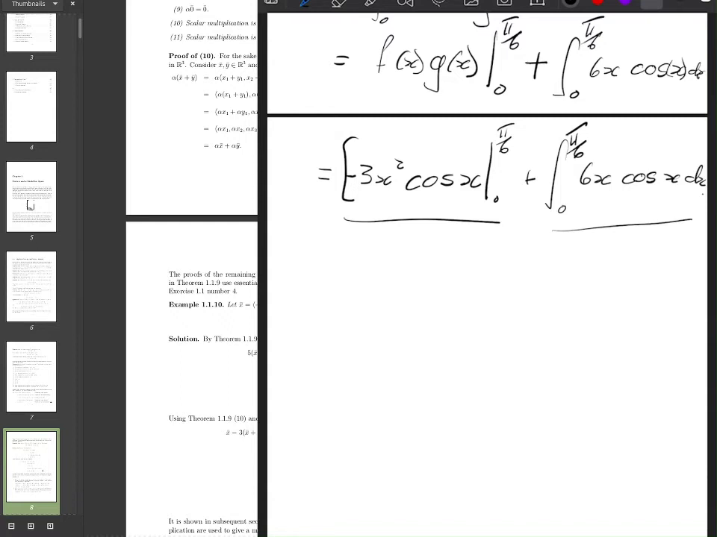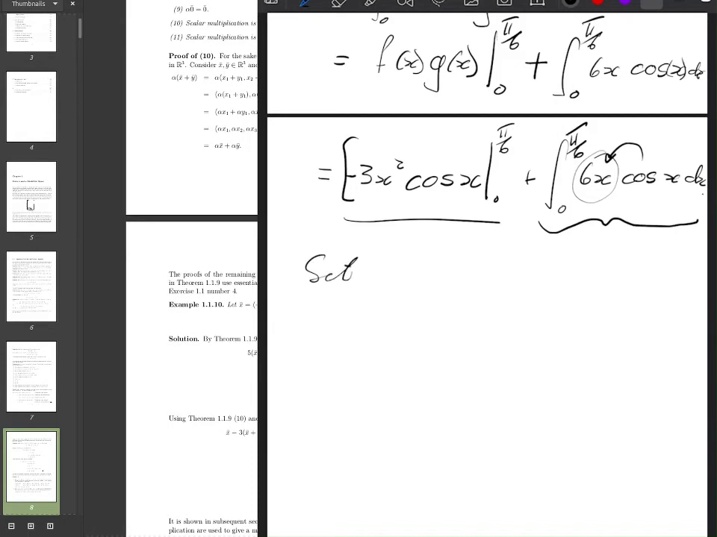We can't evaluate this yet, but we see again we've got a product of two functions, and lo and behold, look here, this function 6x, if we transfer a derivative to the 6x, if we take the derivative of 6x, then that is just going to become 6. So that is simpler. So what we will do now is apply integration by parts again to this term.